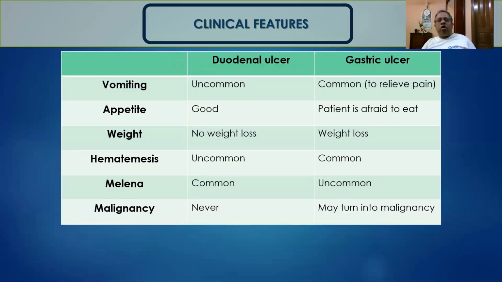Vomiting is uncommon in case of duodenal ulcer; vomiting is common, particularly in gastric ulcer. Appetite is good in duodenal ulcer; in gastric ulcer the patient is afraid to eat. Weight loss: no weight loss in duodenal ulcer; in gastric ulcer there is weight loss. Hematemesis is uncommon in duodenal ulcer, common in gastric ulcer. Melena may be common in duodenal ulcer; in gastric ulcer it may not be uncommon. Malignancy: never in duodenal ulcer, but a gastric ulcer may turn into malignancy.